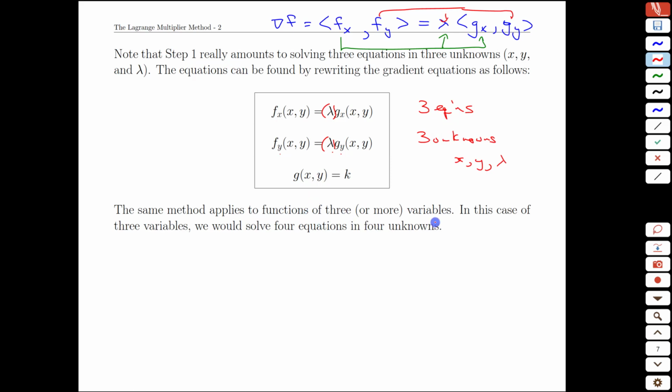Note that you can expand this out to having more variables. You simply add one more equation, say the z derivatives are equal except with the lambda multiplier, and then we'd have four equations and four unknowns. So this generalizes quite nicely to multivariate functions. It's most interesting though if we actually see it in action. We'll do some examples in the upcoming videos.